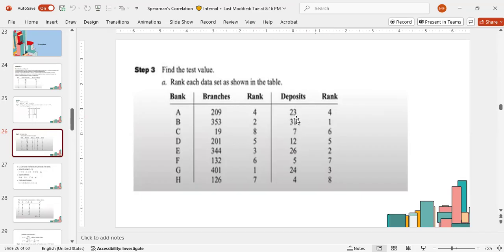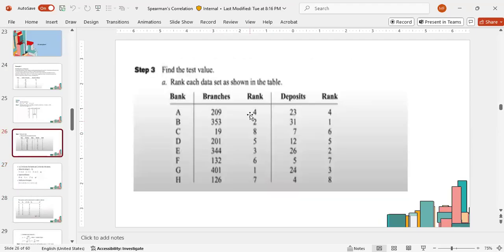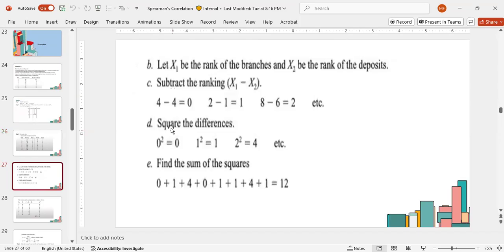You can see that 4 minus 4, 2 minus 1, 8 minus 6, 4 minus 4, 2 minus 1, 8 minus 6, etc. So we'll find differences for all of these values by subtracting this value from this. The next step is to square the differences. When we find this difference, the 0, 1, and 2 is the difference, we'll find the square of these differences. 0 square is equal to 0, 1 square is equal to 1, 2 square is equal to 4, etc.